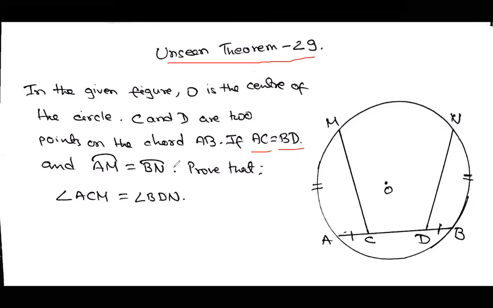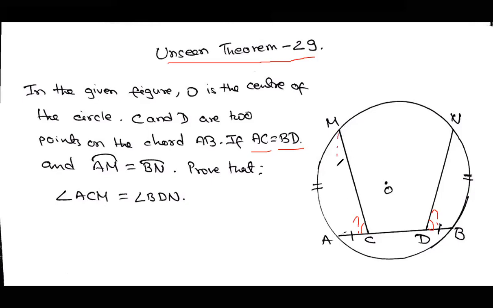Whatever is given equal is highlighted over here. This line and this line are equal to each other. What you need to prove is that this angle ACM and this angle BDN are equal to each other. These two angles are on opposite sides, so how do we prove it?